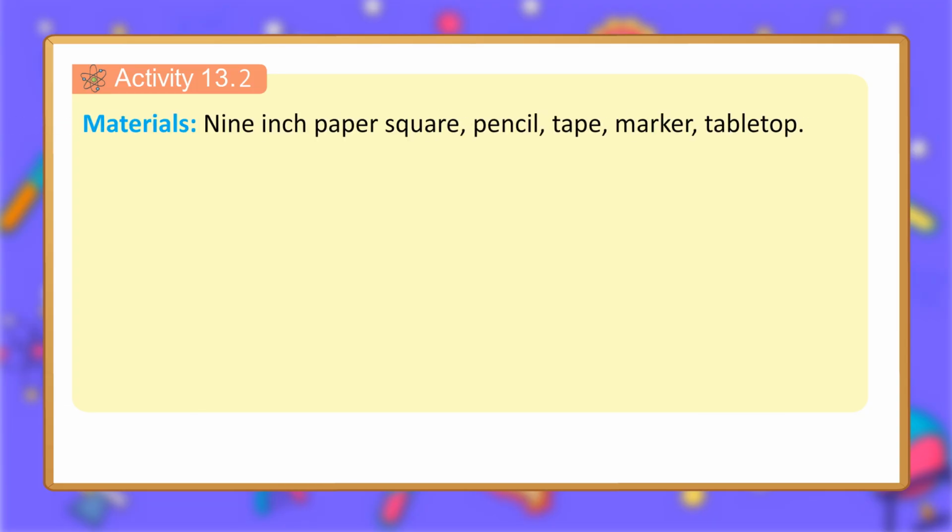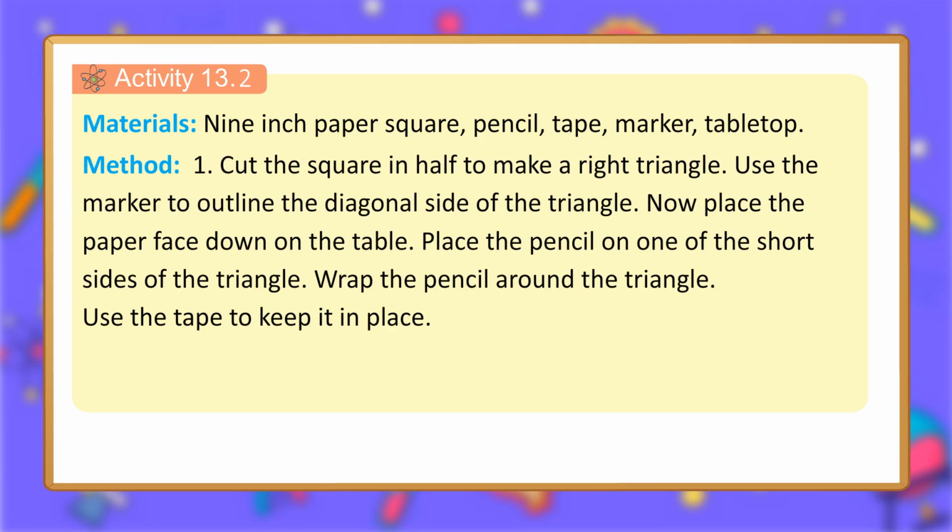Activity 13.2. Materials: a 9-inch paper square, pencil, tape, marker, tabletop. Method: 1. Cut the square in half to make a right triangle. Use the marker to outline the diagonal side of the triangle. Now place the paper face down on the table. Place the pencil on one of the short sides of the triangle. Wrap the triangle around the pencil. Use the tape to keep it in place.